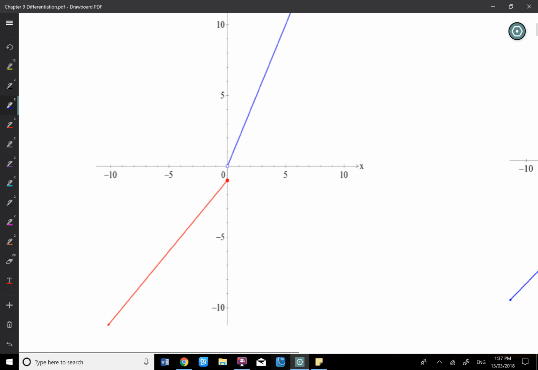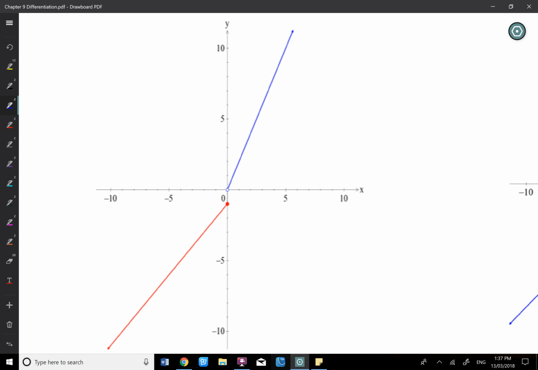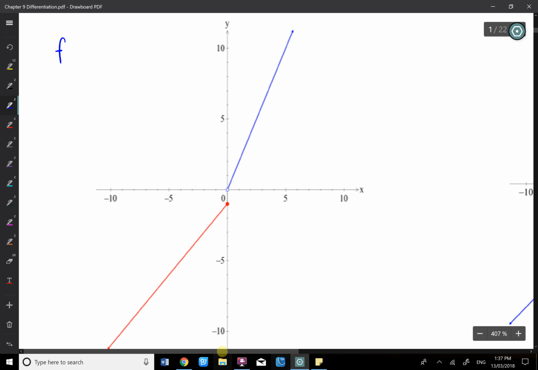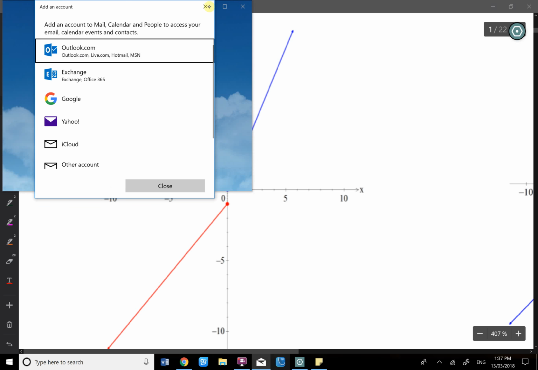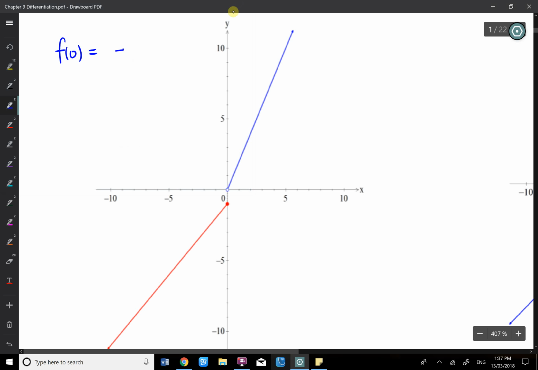Alright, next one. The third one. Do you think it's defined? Yes. So what's f(0)? Yeah, negative 1. And do you think the limit exists?